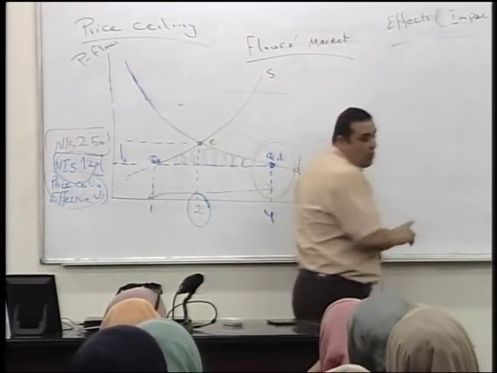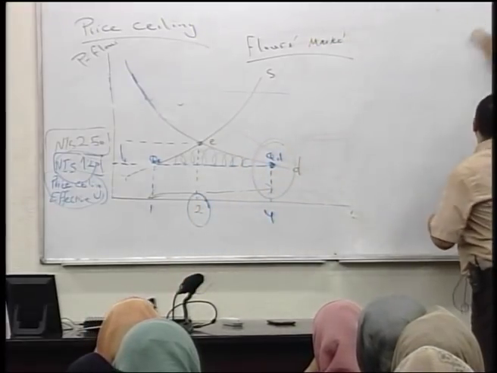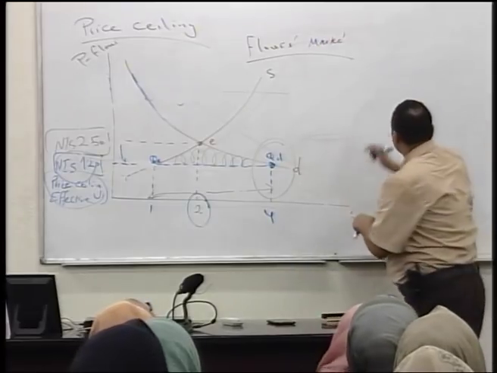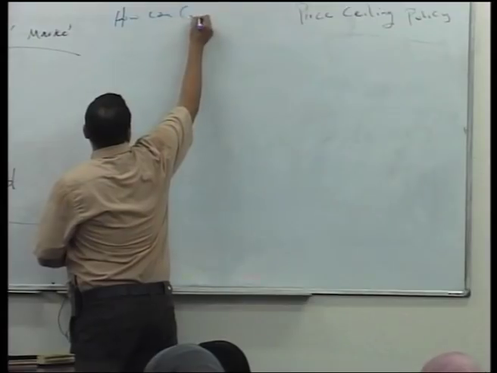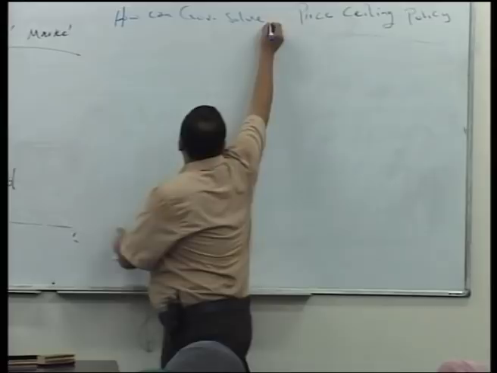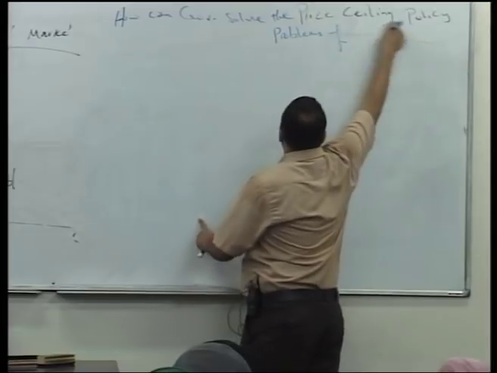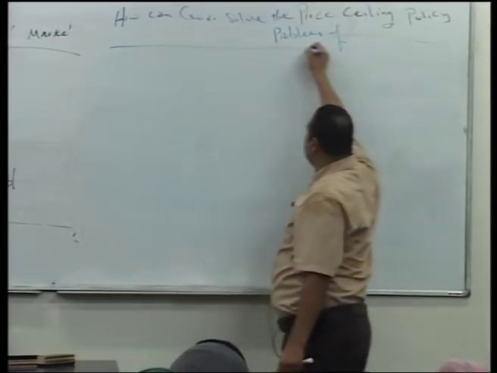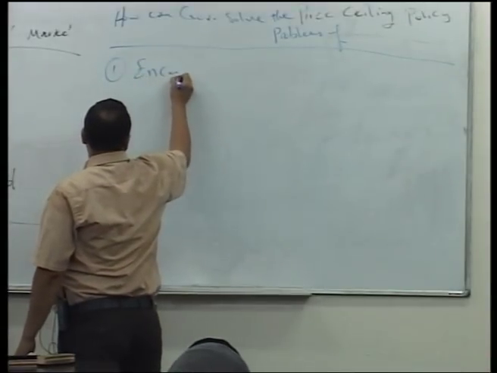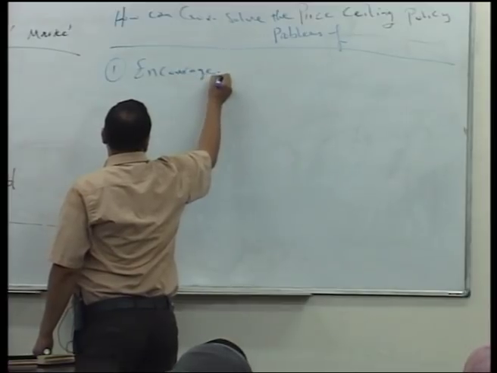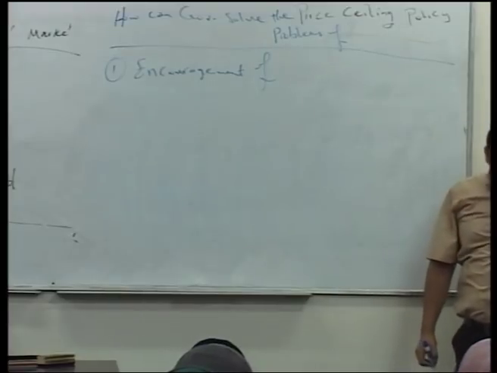So how can the government solve the problems of the price ceiling policy? Number one, encouragement of local production.